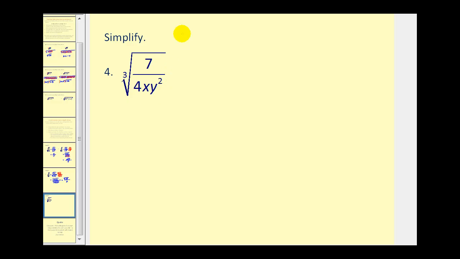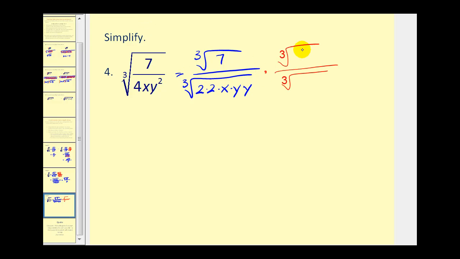So this is equal to the cube root of 7 over the cube root. I want to look at this in factored form, so I'll write this as 2 times 2 times x times y times y. Remember, since the index is 3, we want 3 factors of 2, x, and y in the denominator. So we need 1 more factor of 2, 2 more factors of x, and 1 more factor of y. Of course, the same in the numerator.